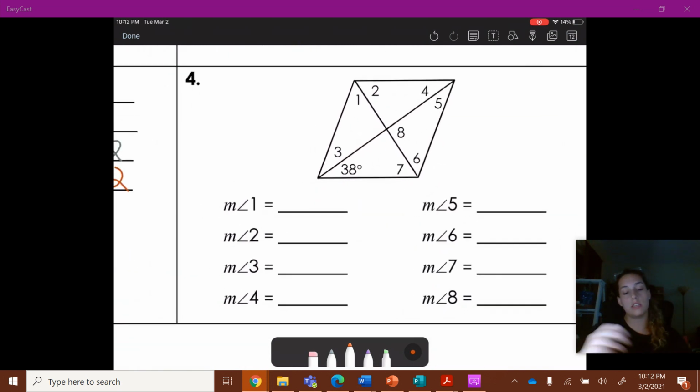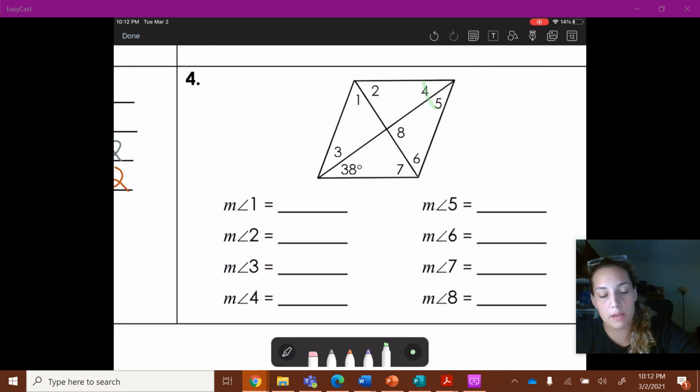So I'm going to mark this rhombus with what we know. I know opposite angles are congruent. That means this one over here and this one over here are going to be the same measure. Same for the other 2 opposite angles. Great. We know that to be true.